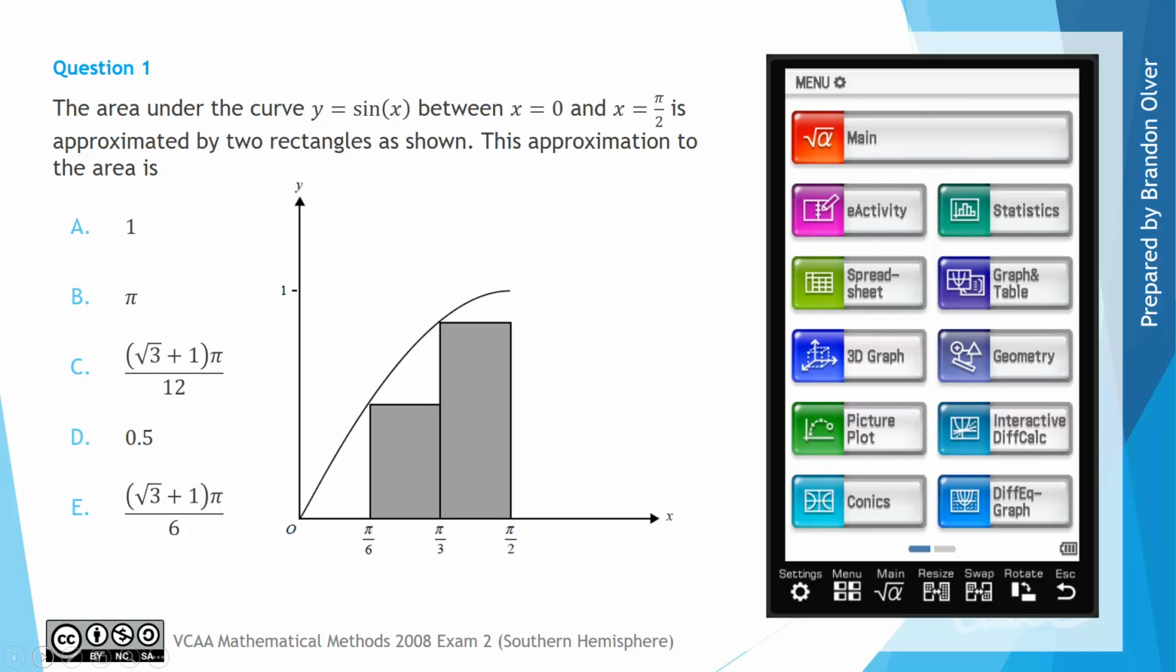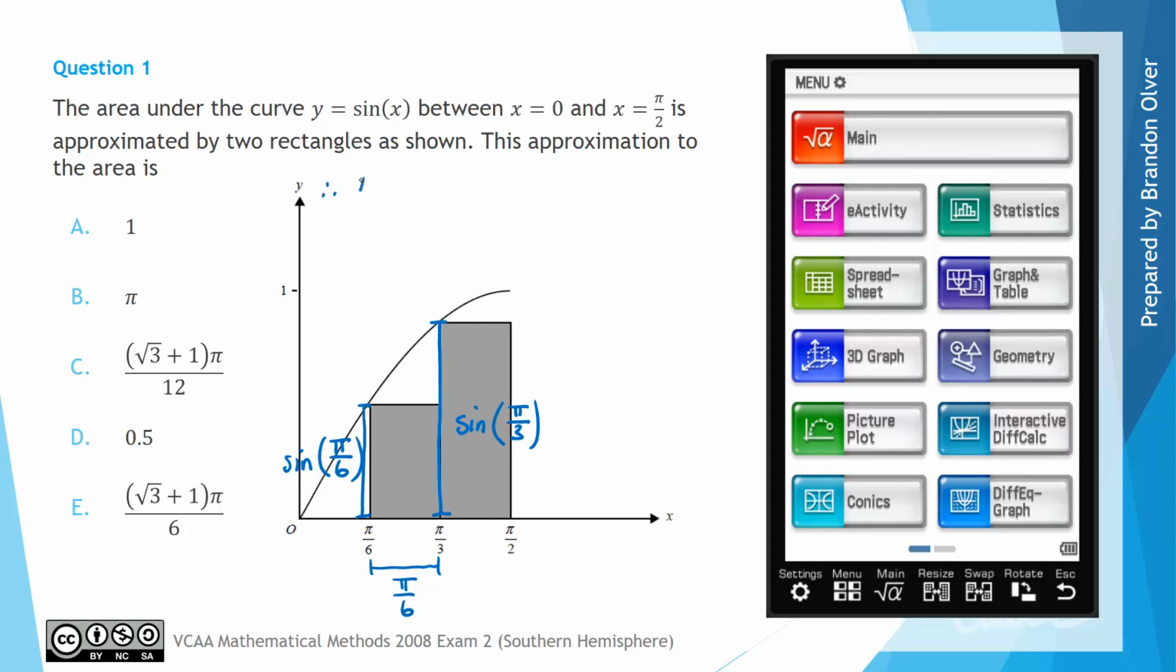To calculate the area of this approximation, we've got two rectangles. The first thing we need to know is that the width of each, this width here, is simply pi on 6 for both rectangles. For the first rectangle, the height is equivalent to sine evaluated at x equals pi on 6, and for the second rectangle, the height is equivalent to sine evaluated at pi on 3, and we can read those values off the x-axis down below.